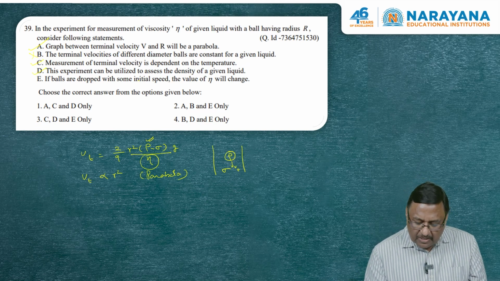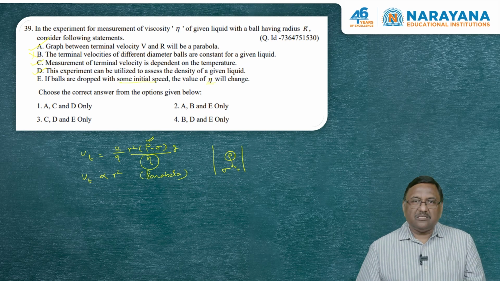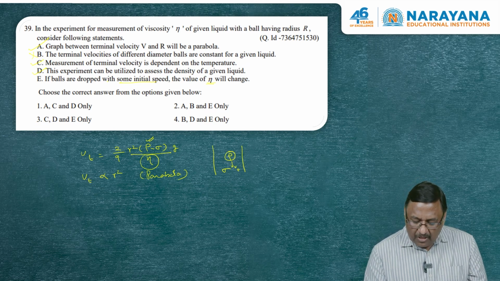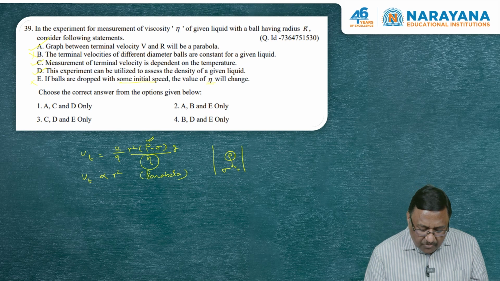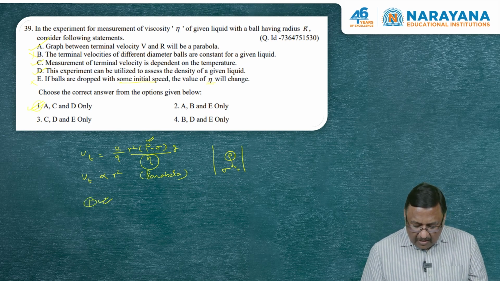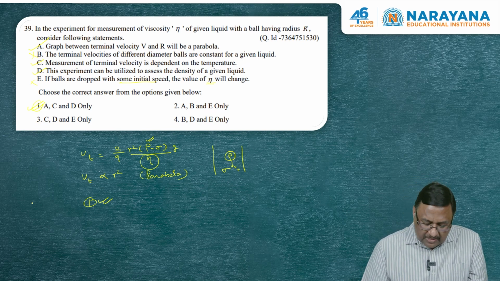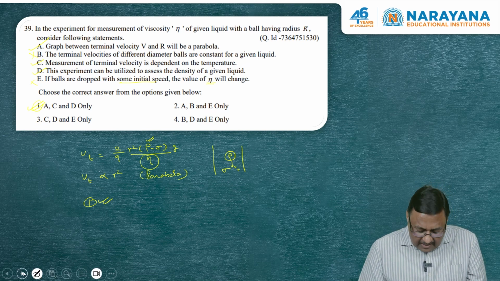If balls are dropped with some initial speed, the value of eta will change. Eta is an inherent property. It is the property of the liquid. It is not depending on the size of the ball. So the statement that balls dropped with some initial speed change the value of eta is obviously not correct. That means A is not correct here. So out of these, A, C, D are the only three options which are correct. That means option 1 is the right option for this. So this is also a very, very simple theoretical question. I hope you can understand it easily. It is not a very difficult one. Let us try the next question now.